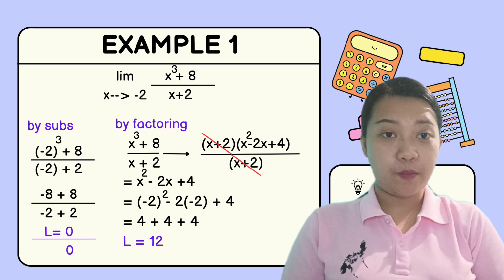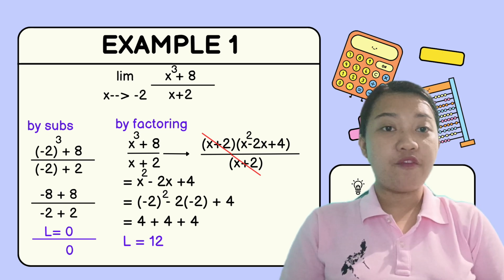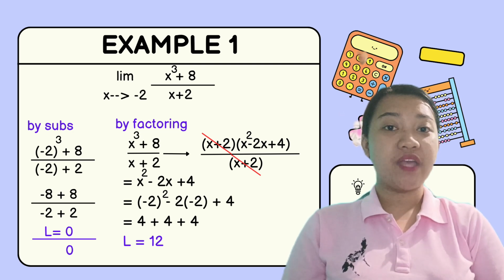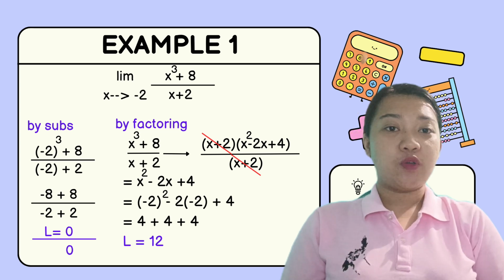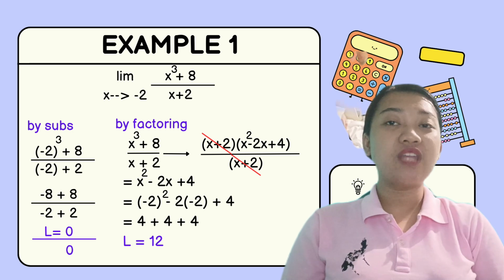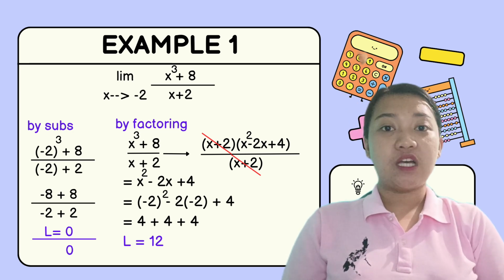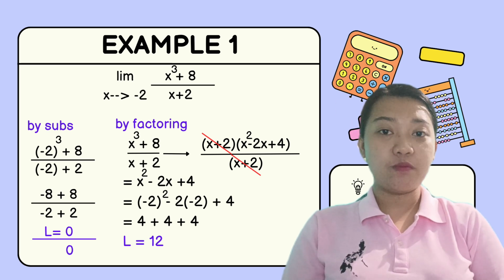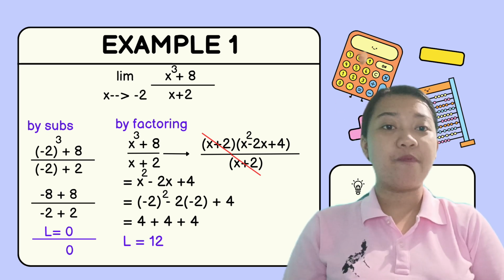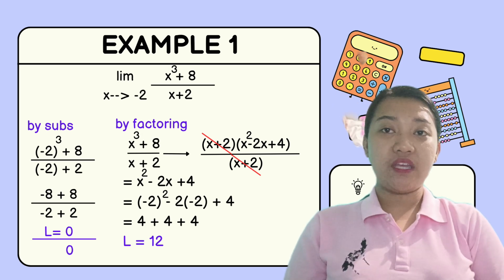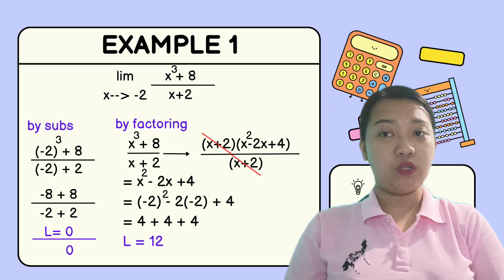So meron tayong example 1 here. The limit of x cubed plus 8 over x plus 2 as x approaches negative 2. So dito, gagawin natin yung negative 2, i-substitute natin siya sa lahat ng x. So sa numerator, meron tayong x cubed plus 8. So yung x doon magiging negative 2 na siya. And then sa denominator, meron tayong x plus 2. So yung x doon magiging negative 2 na siya.